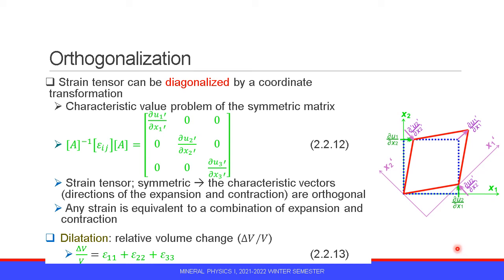Then the sum of the diagonal components is referred to as dilatation and expresses the relative volume change. Namely, the volume change normalized by the volume is equal to epsilon 11 plus epsilon 22 plus epsilon 33. Equation 2.2.13.